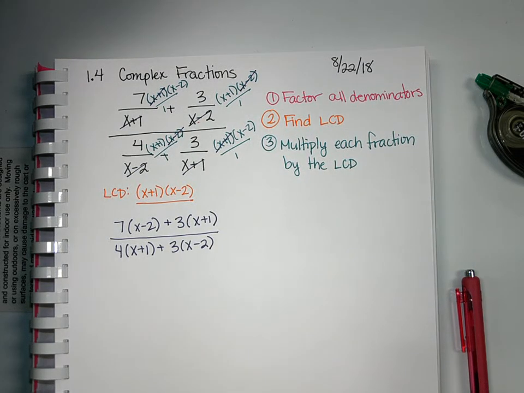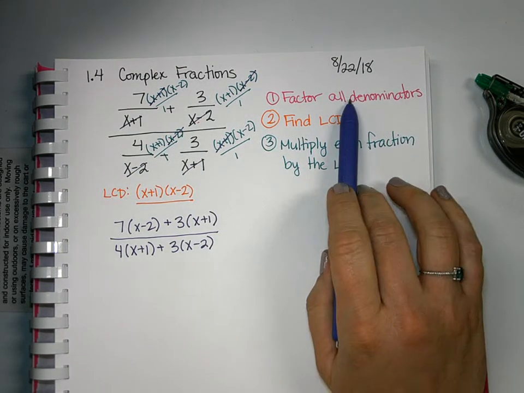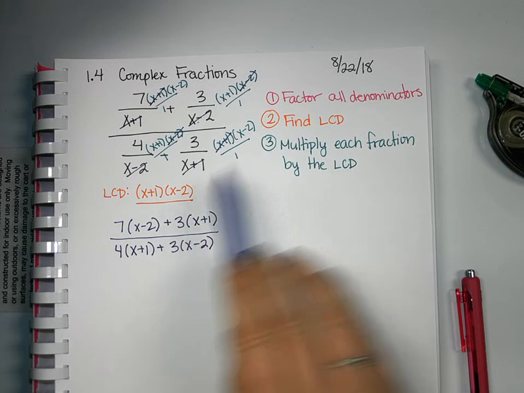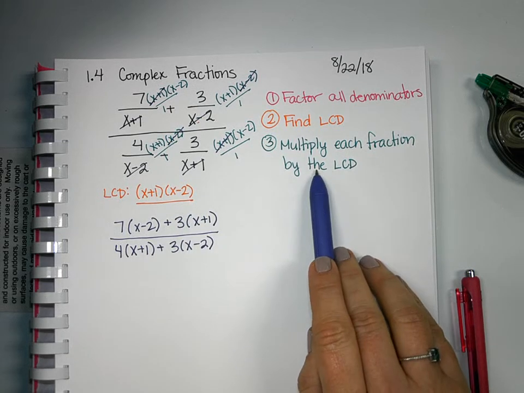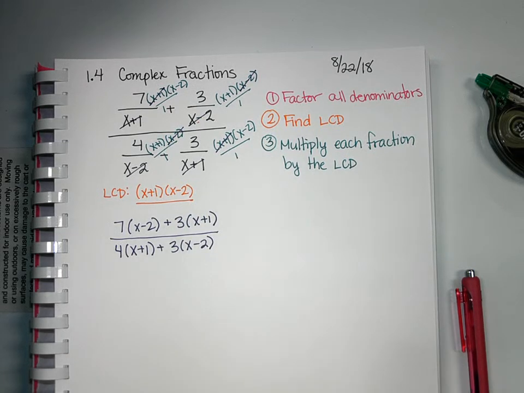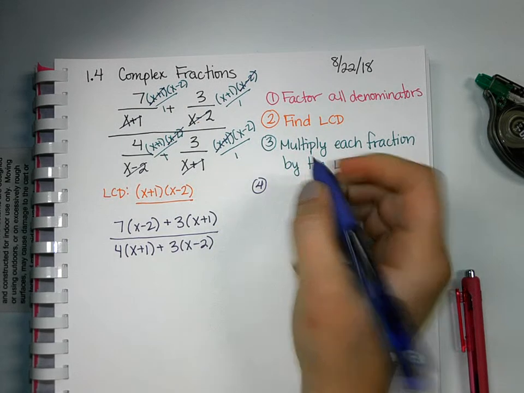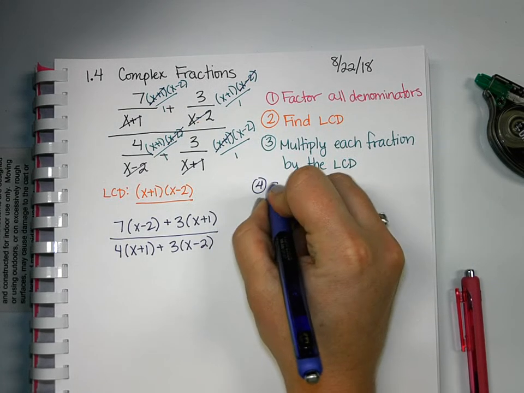So just to walk through it again, start by factoring your denominators, find your LCD, and then multiply each fraction by the LCD. Then we're going to simplify.